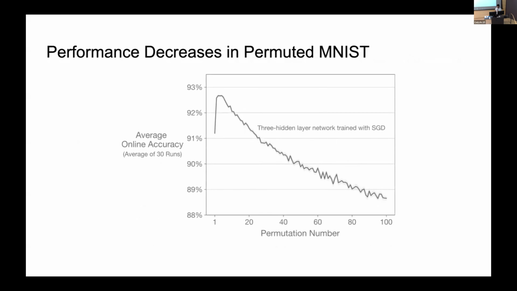If you just train vanilla stochastic gradient descent with a feed-forward network, what you see is something like this. Initially, the performance improves, then it plateaus, and then it drops. This is the classic example of loss of plasticity, where the system is losing the ability to learn. It performs well initially, but not after some time.